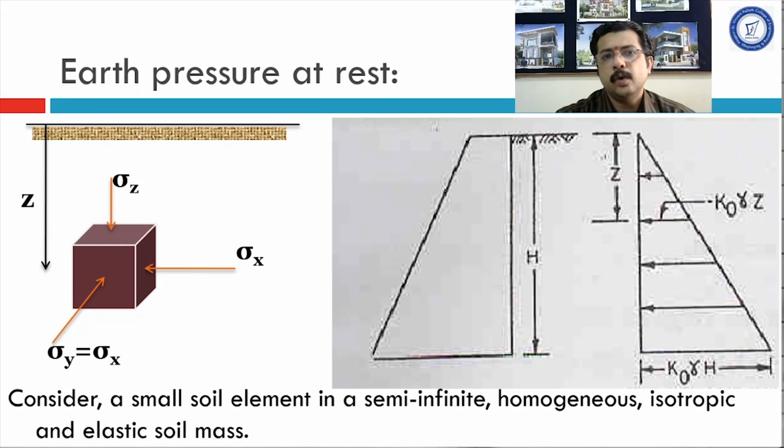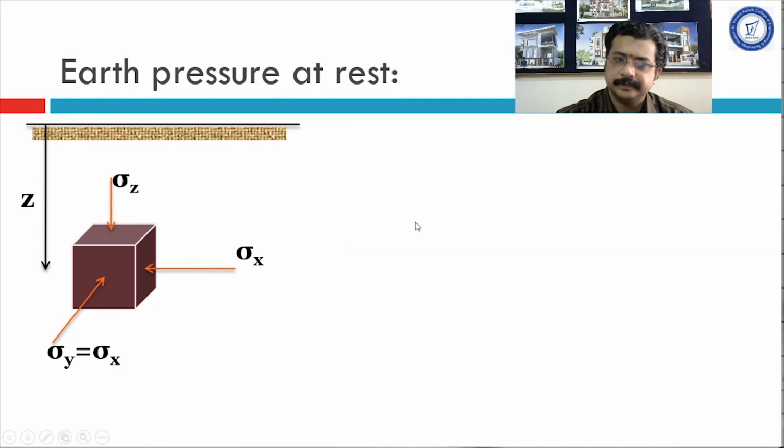Suppose I want to find out the lateral earth pressure which is acting at the base of this retaining wall. That pressure is going to be K0 multiplied by gamma multiplied by H, where H is the total height of this retaining structure. In this way, there will be triangular pressure distribution on this retaining face.